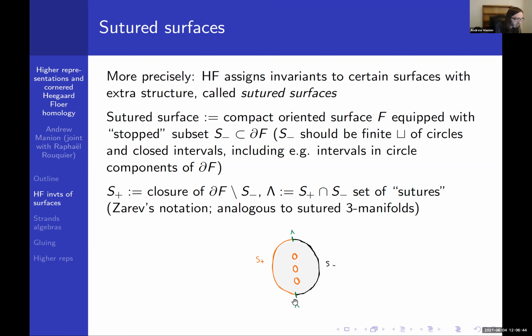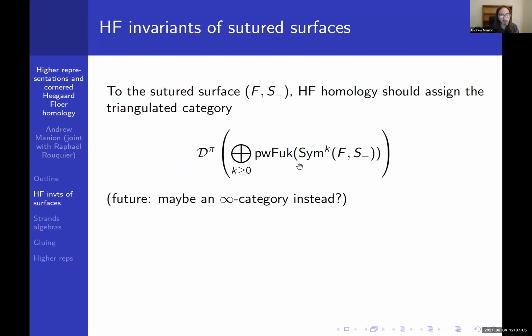So I'm going to draw the stopped bit. This is all following the notation of Rumen Zarev's thesis, but the stopped part I draw in black, and the unstopped part I draw in orange. So the only stop is this one interval stop on the boundary. This will be a kind of running example of a sutured surface. Such a thing should get assigned an invariant by Heegaard Floer homology, some sort of Fukaya category.